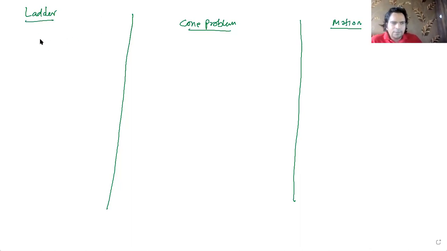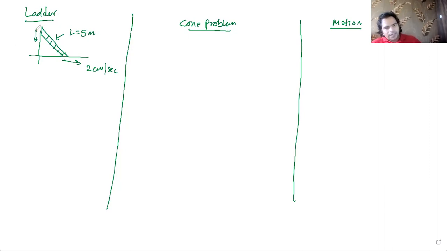So in the ladder problem, generally the situation is that there is a ladder lying against a wall. Assume this is the ladder lying against the wall, and this ladder end is slipping at, let's say, 2 centimeters per second. And the length of the ladder is, let's say, 5 meters. What I have to find out is at what rate this end is coming down at a certain given x value. So when x is, let's say, maybe around 50 centimeters.